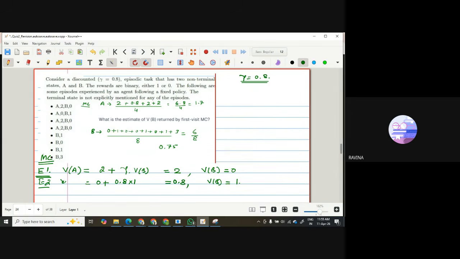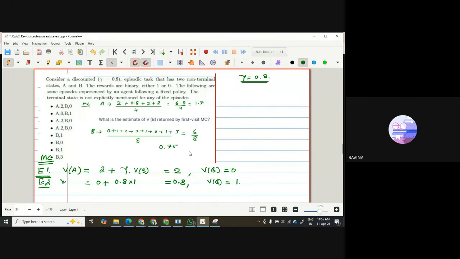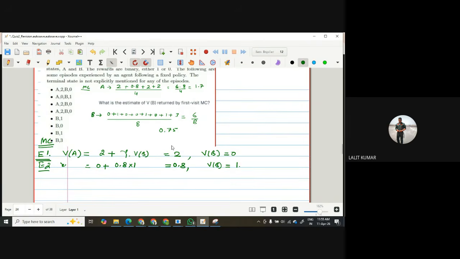The doubt someone asked in this question was that sometimes we calculate it like this and sometimes we directly take the average. But here gamma is given, so we have to consider this discount also. If gamma is 1, then you can directly take the average. But average means, see A0 to B1, here VA will be equal to 1 with no discount. Okay.